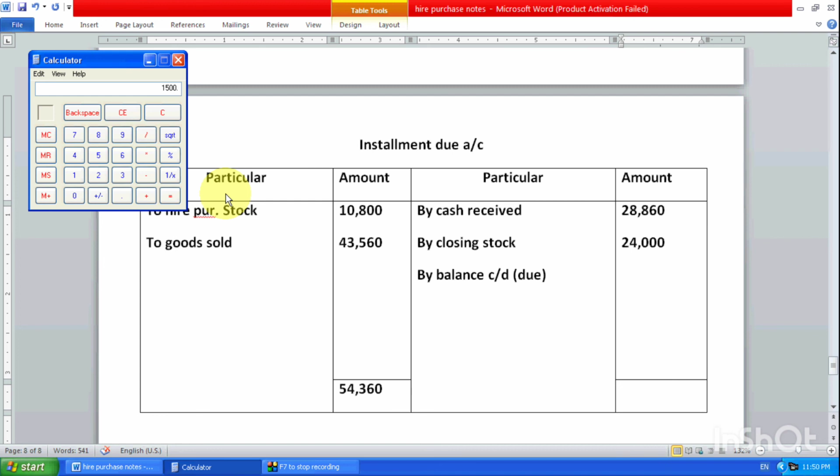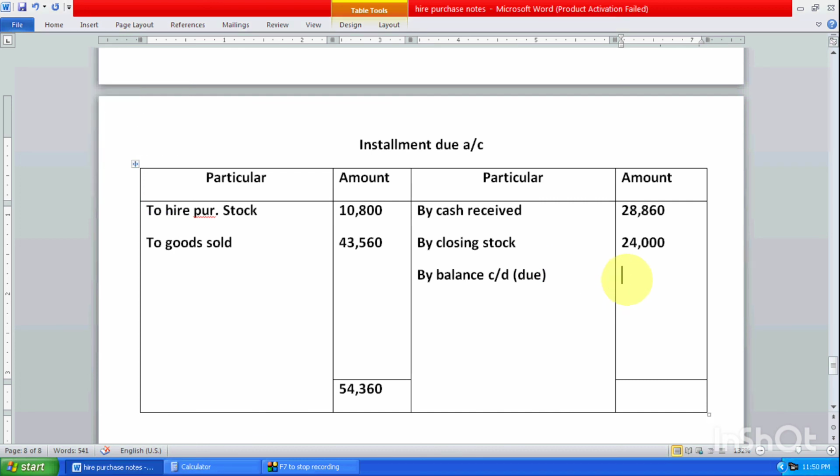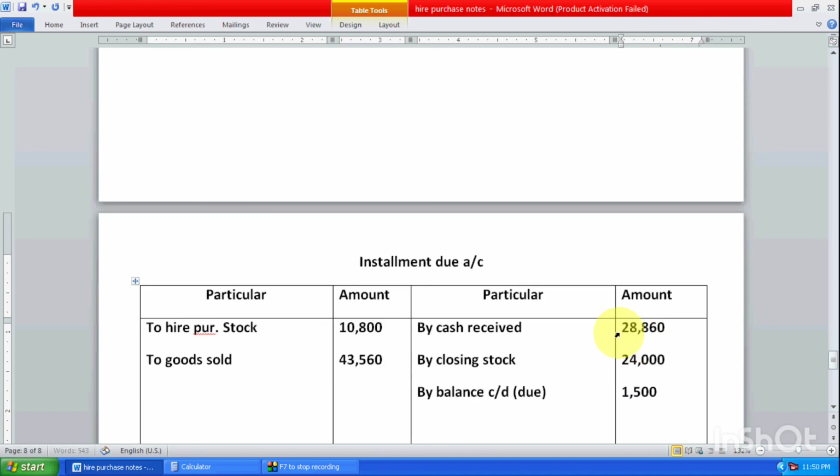Installment due, by balance carried down, we are getting a due here because we still have to receive some amount. How much amount? 1,500. We have already written in the trading account 1,500 that we have to receive as due. So if you do this installment due account, then we can easily transfer this amount to the trading account.